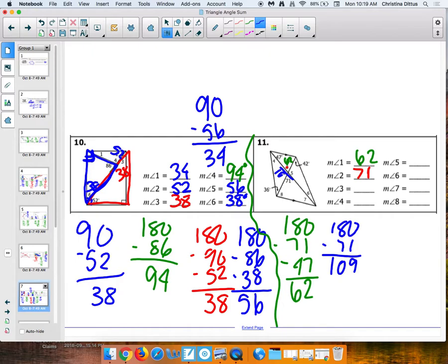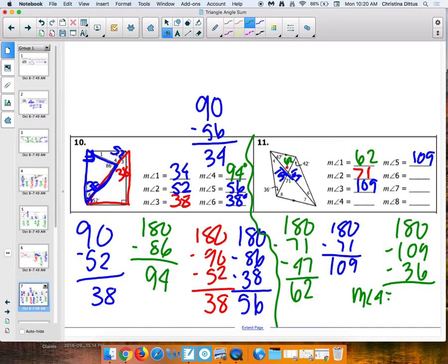Once you found 1, the other one was vertical. So 3 and 5. And 4 is 35. How'd you get 4 to be 35? 180, subtract out your 109, subtract out 36. And angle 4 is how much? 35.